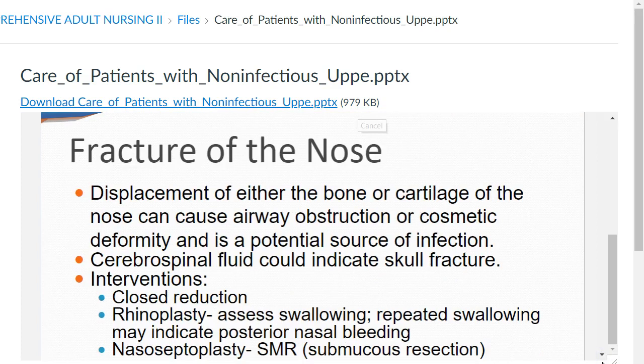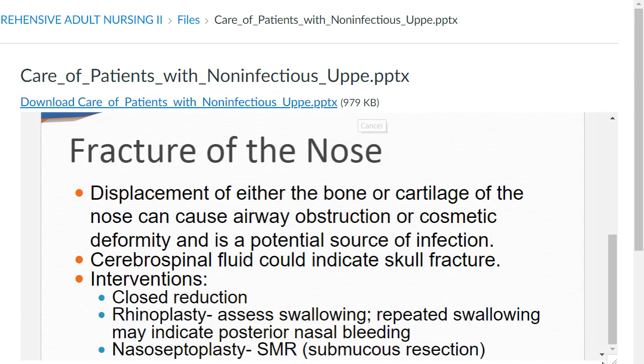The first one is when we're talking about fractures of the nose. It can be a displacement of either the bone or the cartilage of the nose that can cause airway obstruction or even a cosmetic deformity, and can be a potential source of infection. And we see fractures of the nose occur, and those can be due to injuries such as falls, accidents, particularly auto accidents. With that impact, the head comes down, hits the steering wheel, fractures the nose, or even a lot of sports-related injuries that involve the nose, causing the nose to fracture.